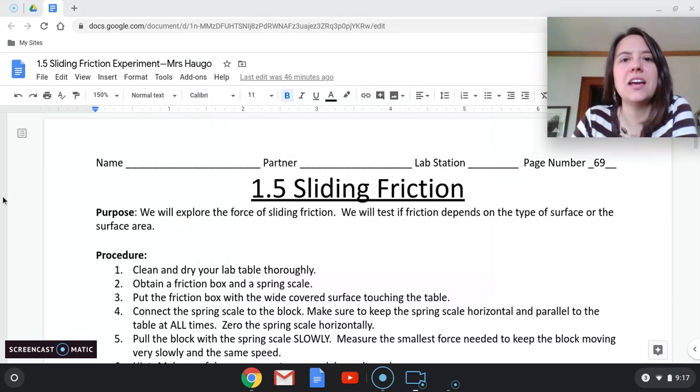This is Physical Science, Chapter 1 on Forces, and we are in 1.5, Sliding Friction, and this is Part 3. And today we are going to finish up our kitchen table science with this lab. So please make sure you have your lab open. If not, you want to pause the video and do that.